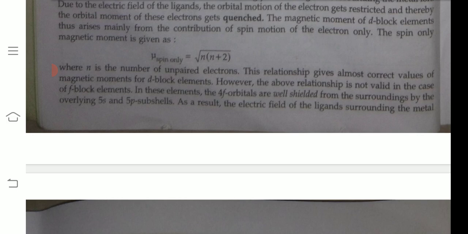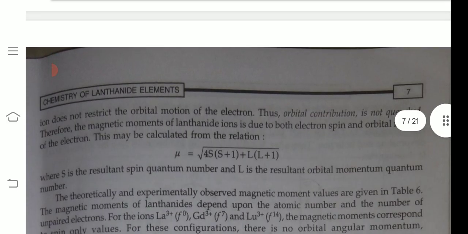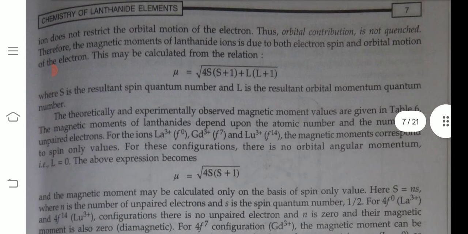In these elements, the 4f orbitals are well shielded from the surroundings by the overlying 5s and 5p subshells. As a result, the electric field of the ligands surrounding the metal ion doesn't restrict the orbital motion of the electrons. The orbital contribution is not quenched, therefore the magnetic moment of lanthanide ions is due to both electron spin and orbital motion of the electrons. This can be calculated from the relation mu equal to square root of 4S(S+1) + L(L+1), where S is the resultant spin quantum number and L is the resultant orbital quantum number. The theoretically and experimentally observed magnetic moment values are given in the table.